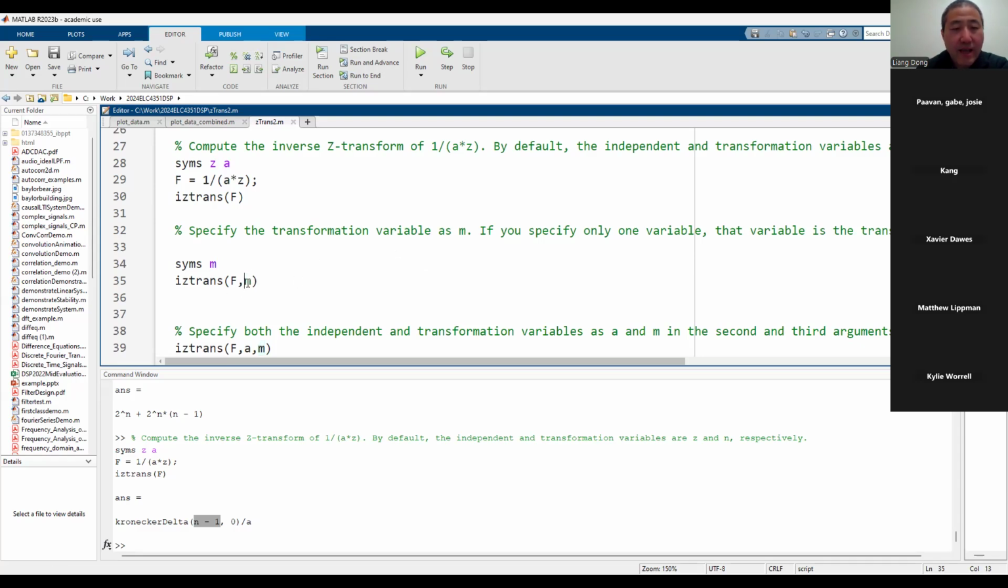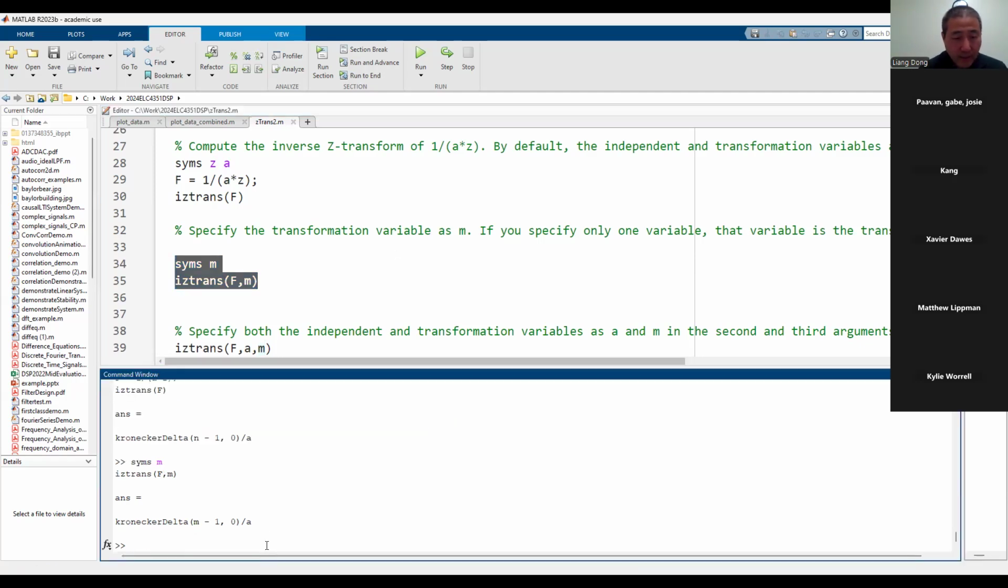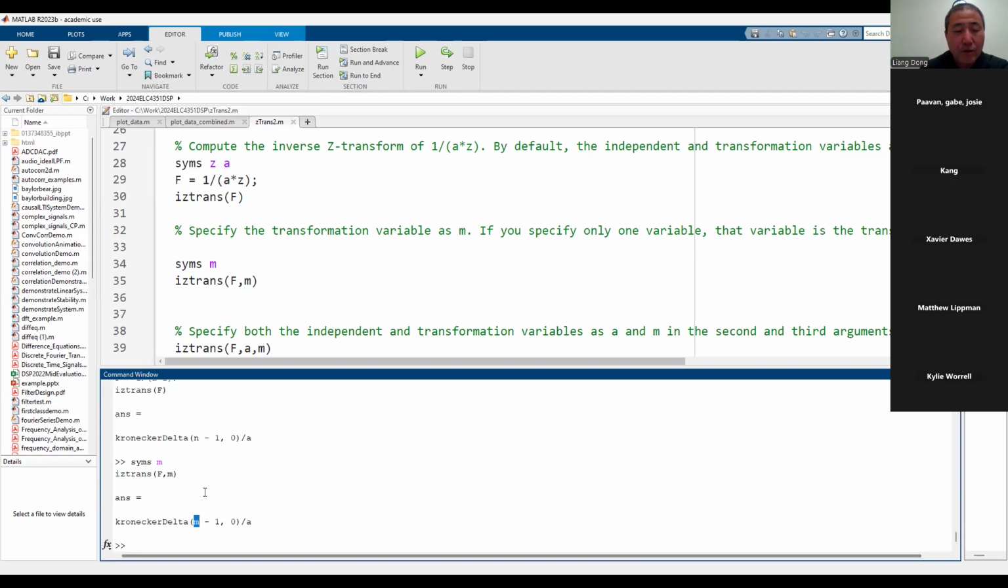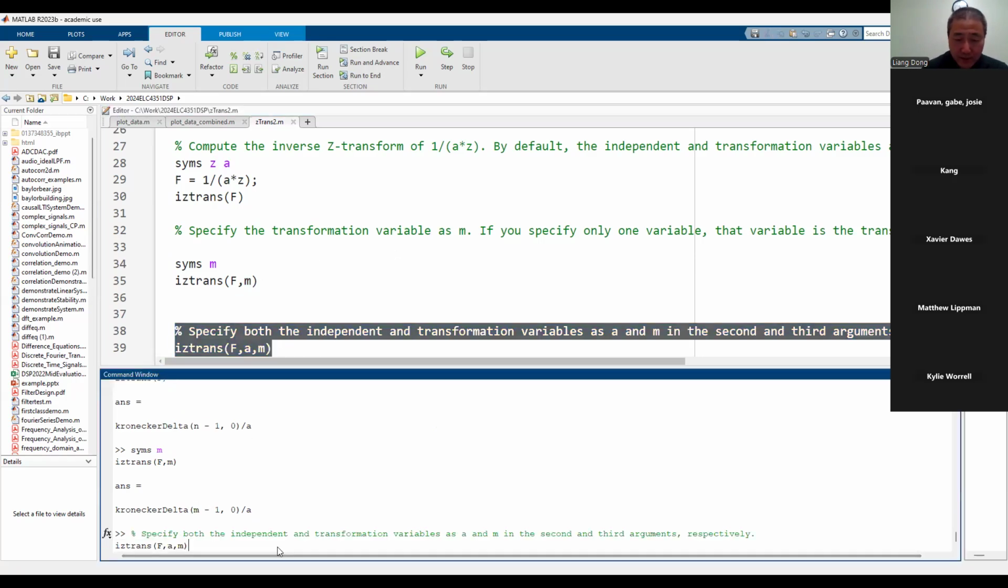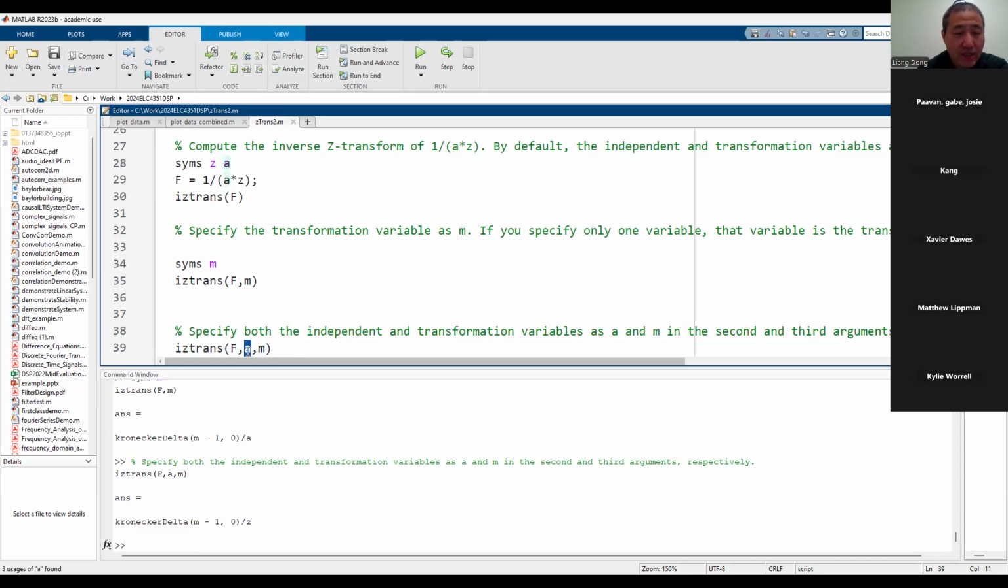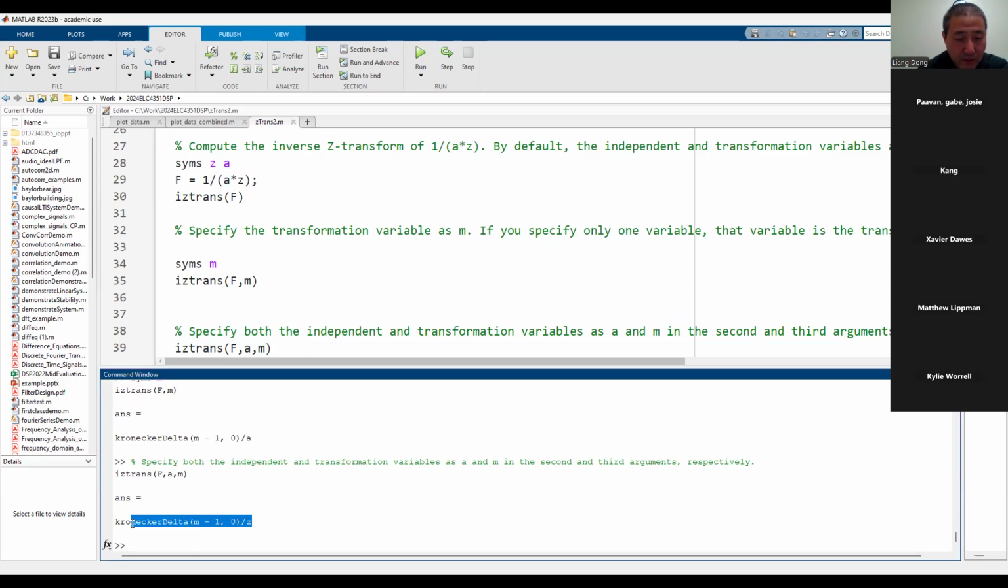So if you have this M inside IC trans, it will take that as a time domain variable. So if I run this, copy this, and then it will say, okay, you put an M here. So I know M is your time variable. So instead of N, you're doing an M here. And lastly, I can also define here A. Now A is my transformation domain variable instead of Z. M is my time domain variable. So it will give me this.